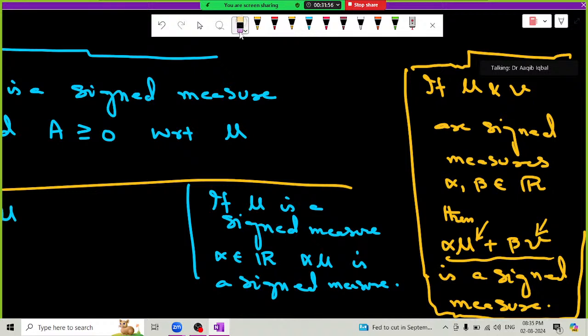Unfortunately, again you have to assume that one of them is a finite signed measure. मैं अपने वर्ड्स वापस ले रहा हूँ because इसमें I see a problem here. You cannot claim this for general signed measures. You have to assume that one of them is finite, because otherwise I see a problem here.